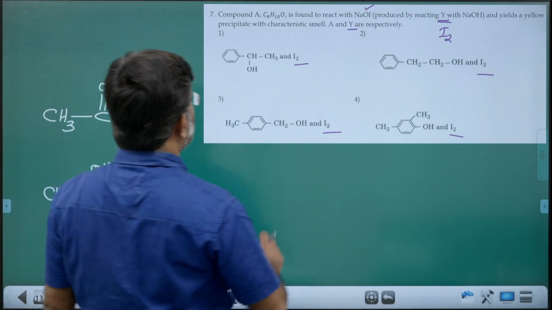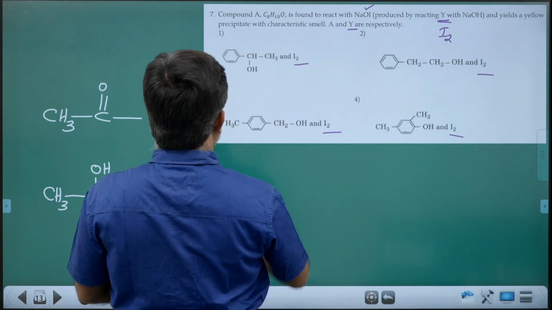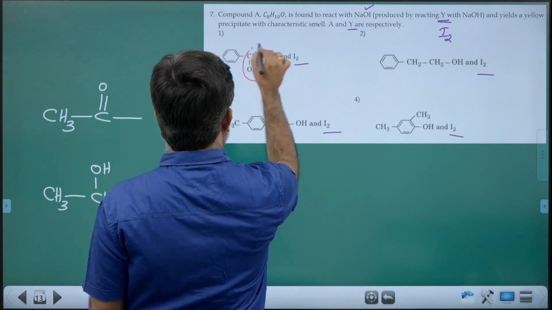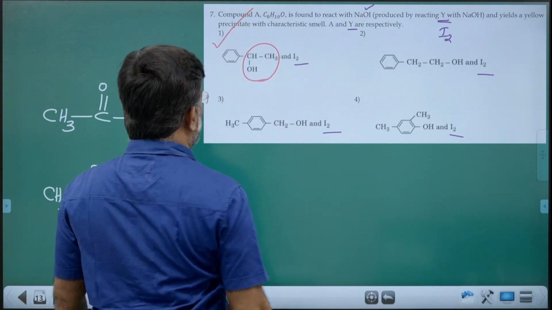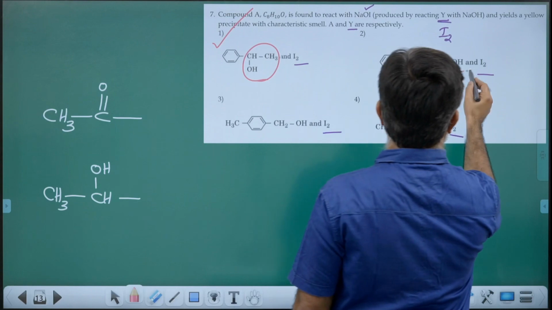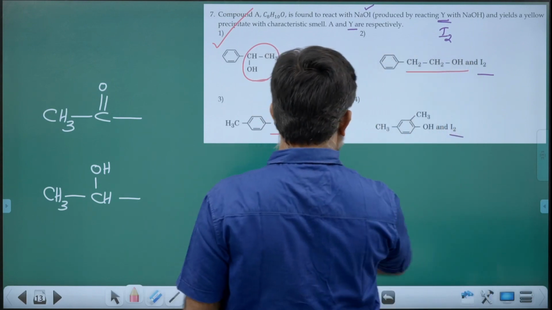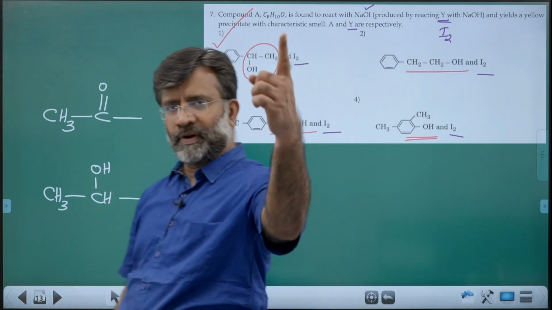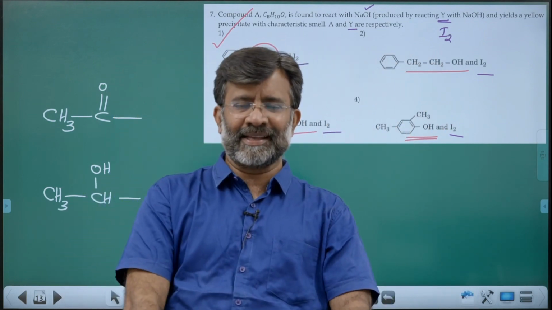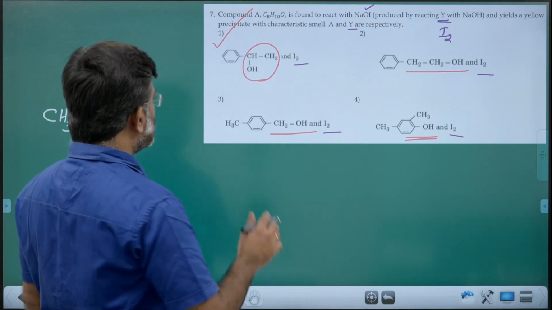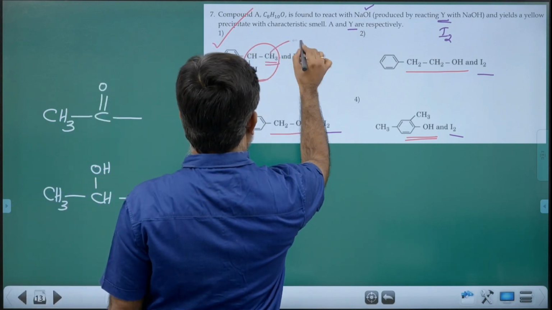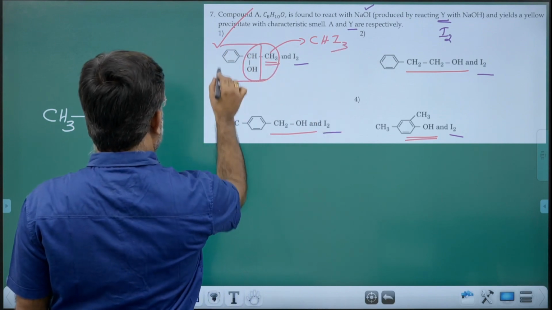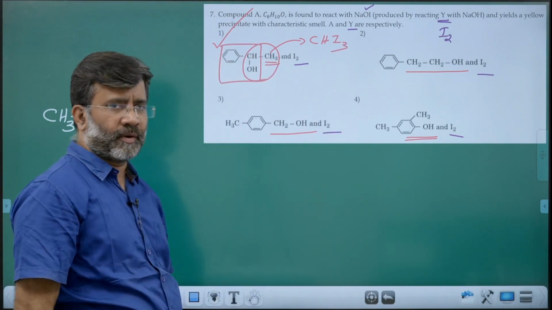Regarding iodine, no doubt. This is the answer: there is a methyl carbinol group here, and that is the answer. Here you don't have a methyl carbinol group. Here you don't have a methyl carbinol group. This is a phenol derivative. So the answer is the first choice. Now this part of the molecule will be converted to iodoform and the remaining part will be converted to an acid group. Okay, next.